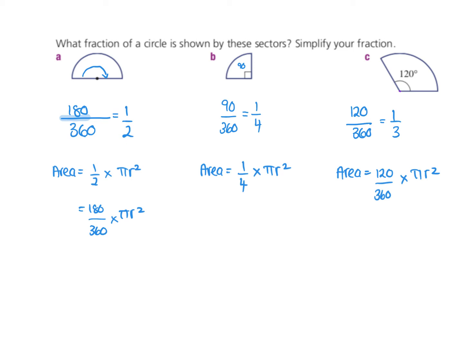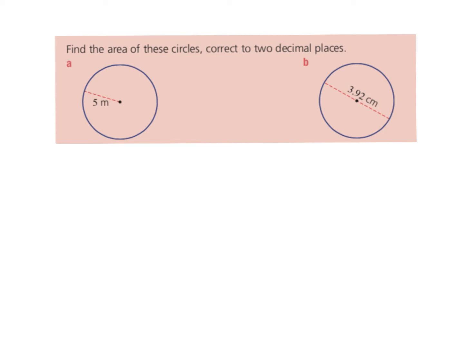You might want to put here that this distance is the radius, and so is this one. They'll give you the radius here, and this one from out to here could also be the radius. Examples: find the area of the circles correct to 2 decimal places. We need to be really careful with our final answer, so we're doing these ones to 2 decimal places. Let's have a look.